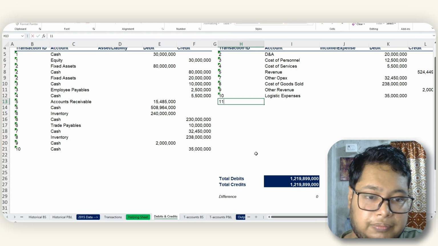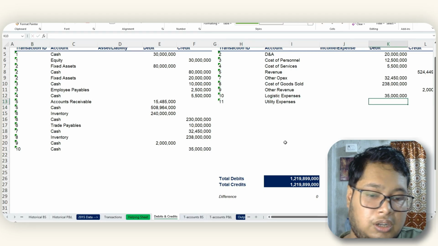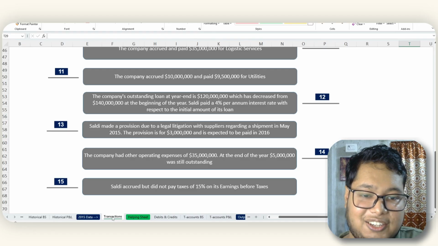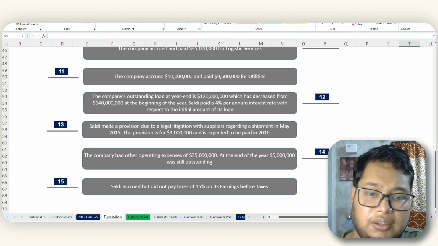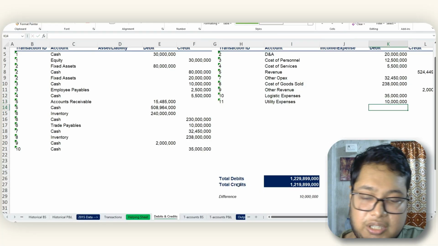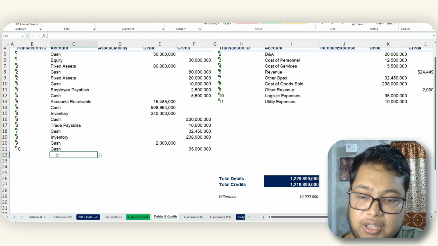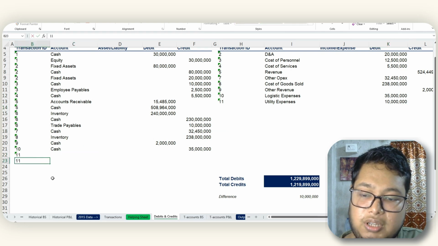For transaction 11, utility. How much? Once again, sorry. So $10 million, of which $9,500,000 will be paid and the remaining will be in the payables. This is our utility expense, which has been registered. Now the cash, how much we have paid, and then some payables. So two entries are there.